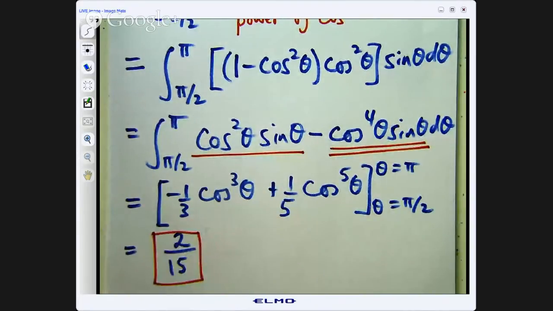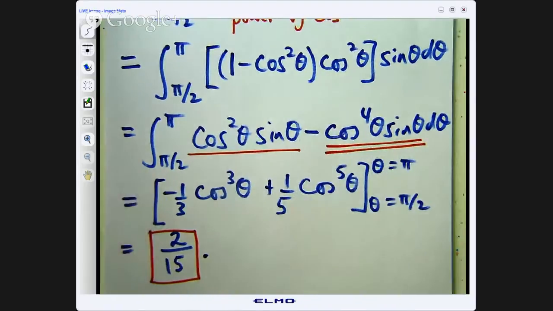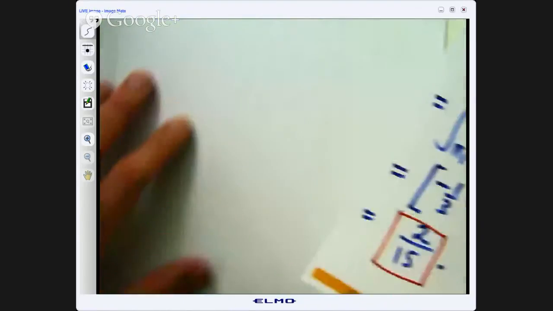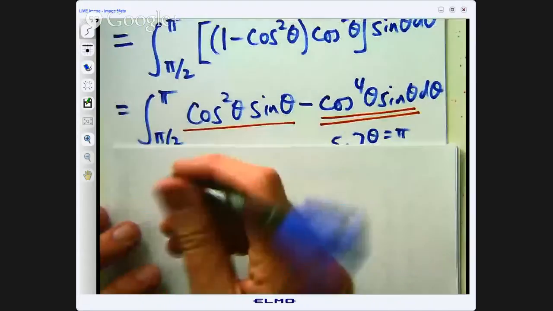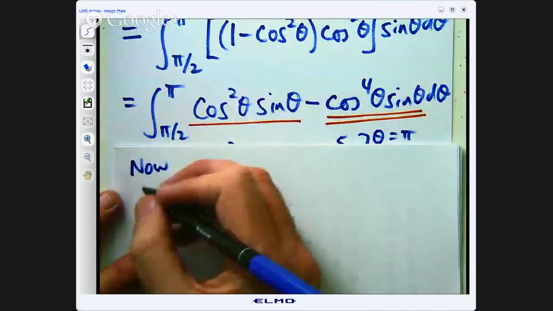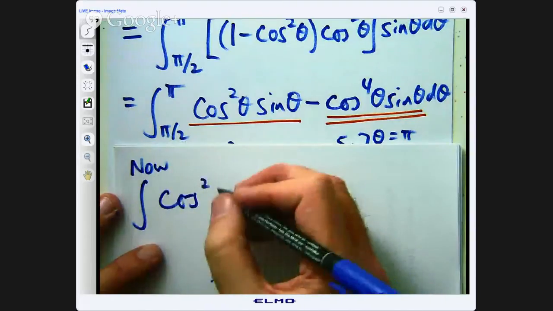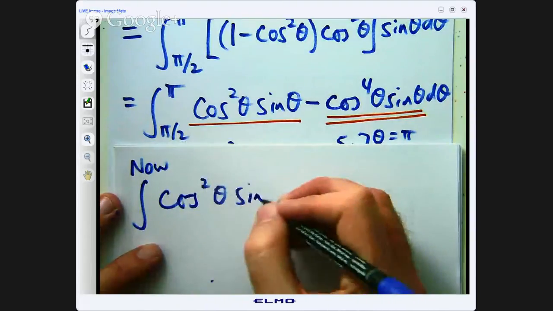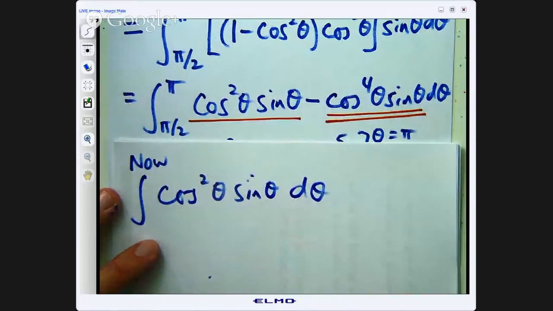All right, but you're thinking, hang on, Chris, how did you go from here to here? And how did you go from here to here? Let me show you. Let's just make it an indefinite integral. Let's say I'm just doing the first part. The second part's similar.